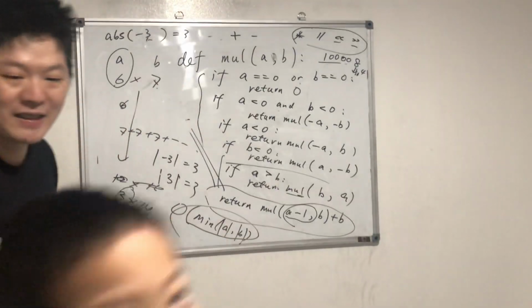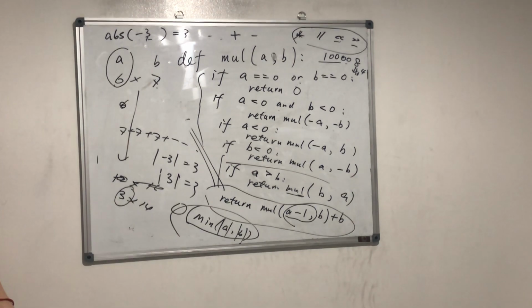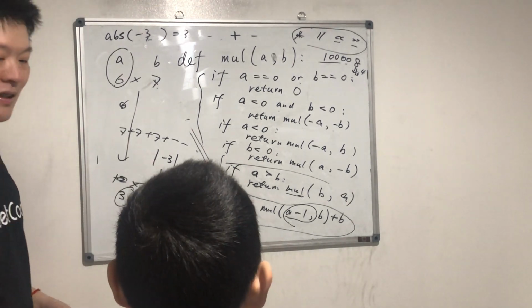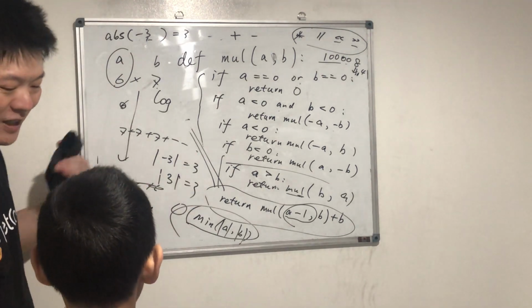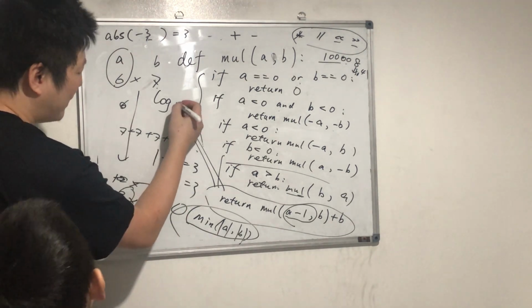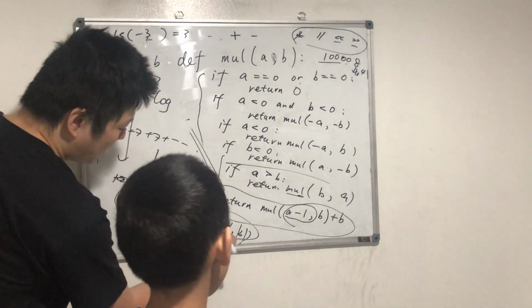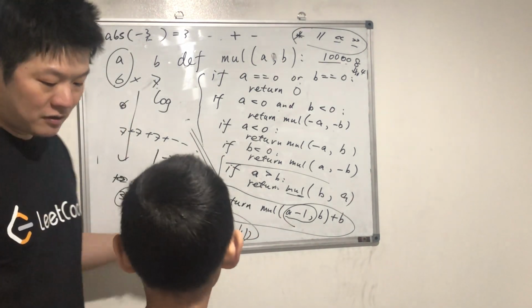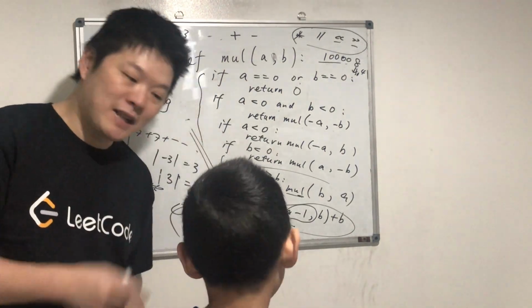If we are using this divide by 2, what's the complexity? It will be log, right? Because every time we can divide it by 2. So there will be log of the minimum. Can we only divide it by 2? Yeah, because dividing by 2 is the most efficient. But that's a very good question.